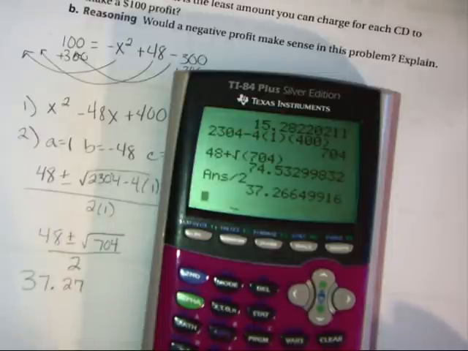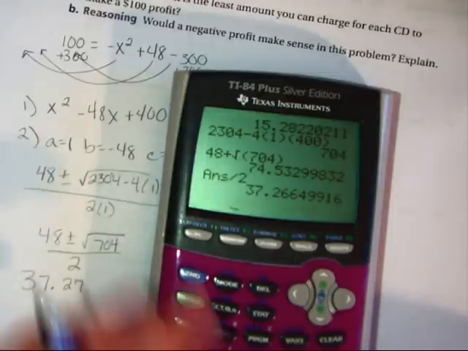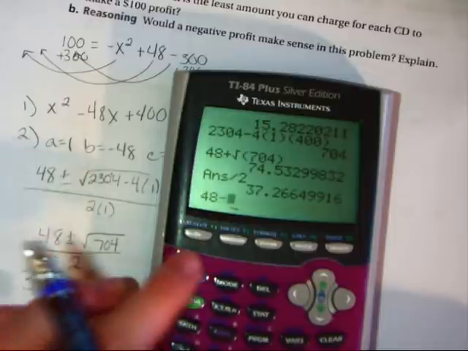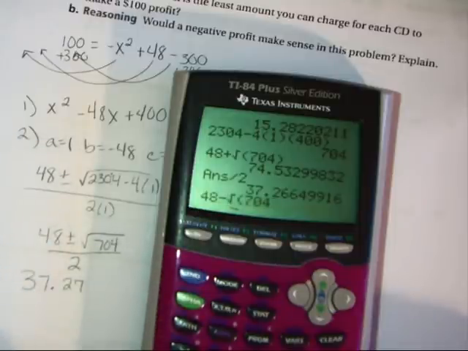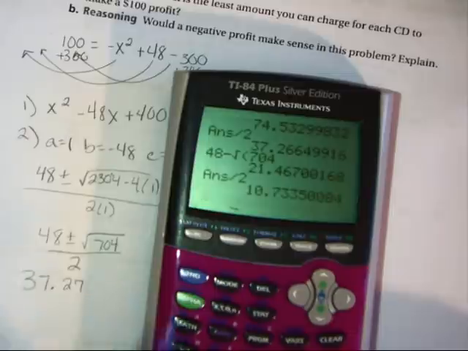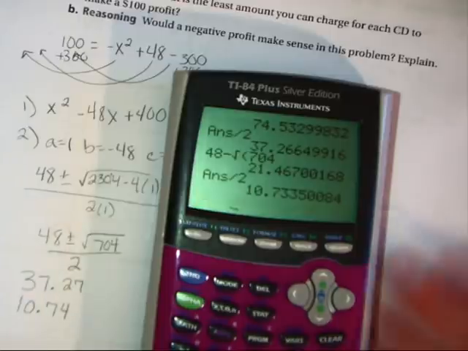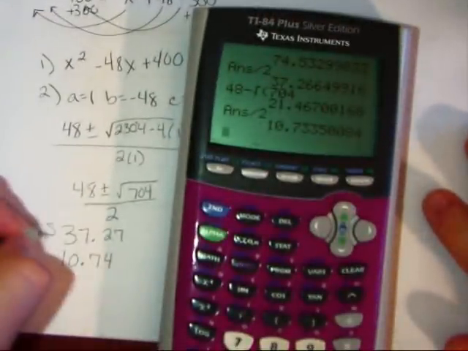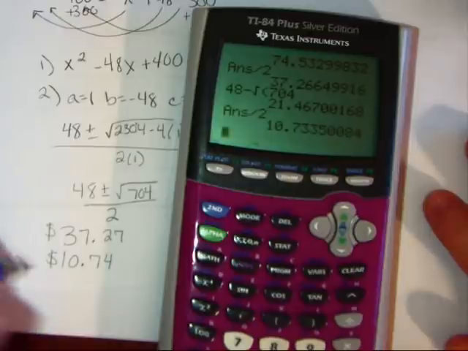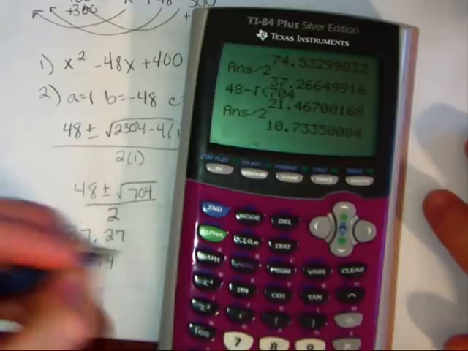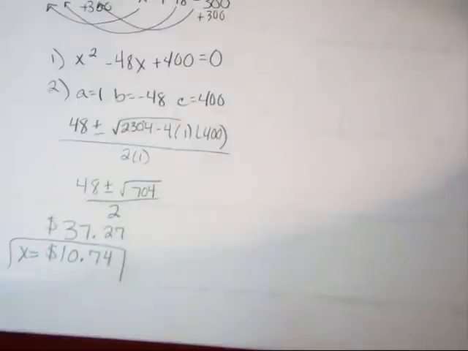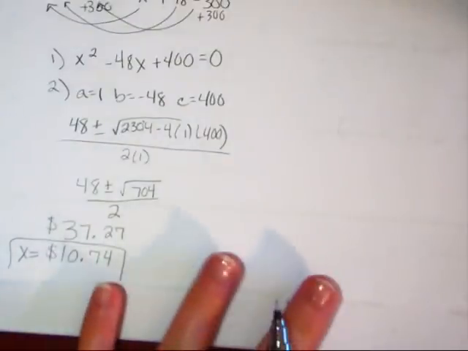I'm going to round up since we talked about that last problem. And 48 minus the square root of 704, and then divide by 2. See how it says $10.73? I'm going to make that $10.74 because if they charge $10.73, they actually won't make the whole $100 that they need. Okay, so here we go. Which answer is the least amount possible? You want to choose the least amount possible. So they are going to have to charge $10.74 for each CD.